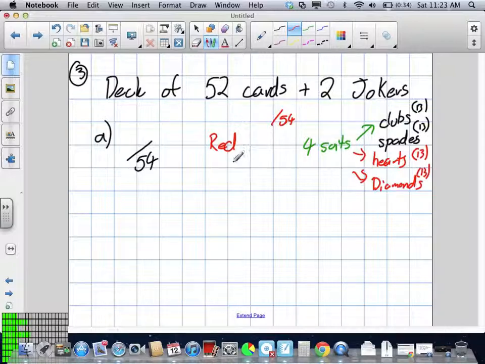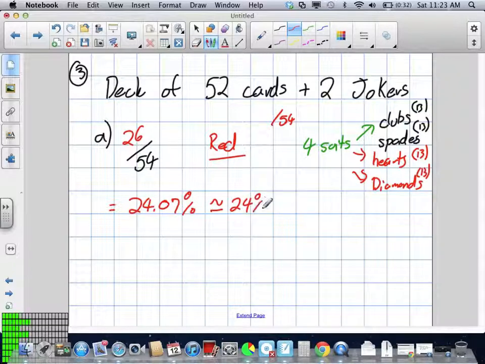Now, this question asks us how many red cards there were. Well, since hearts and diamonds, there's 13 of each, that means there'd be 26 out of the total of 54. So what did you get as a percentage when you divided those? 24.07%. 24.07%, which they'd probably say is approximately 24%. Okay? Depends on how far your teacher wants you to round the number.